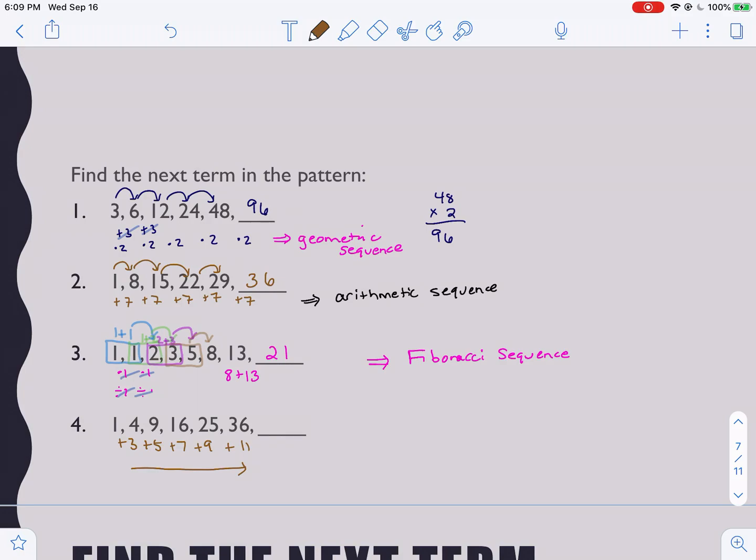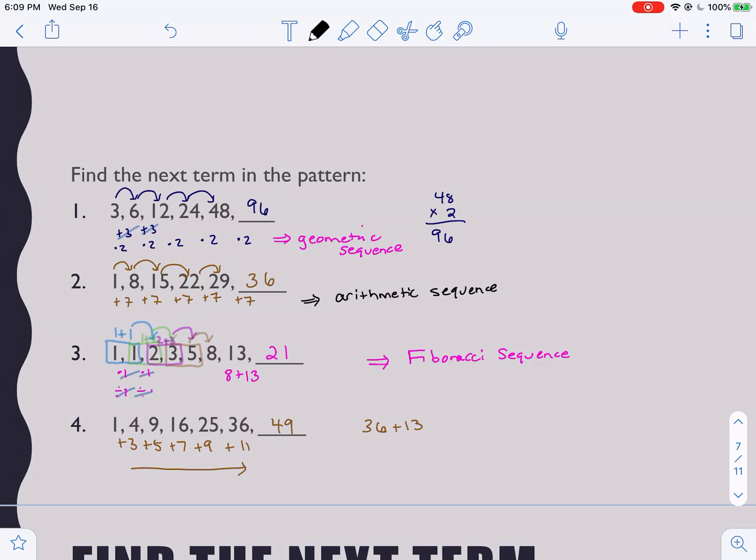There's a pattern on what you're adding. 3, 5, 7, 9. What would I add next? I would add 13. And 36 plus 13 makes 49. So the next term in that sequence would be 49. Do you see a different way to generate that?